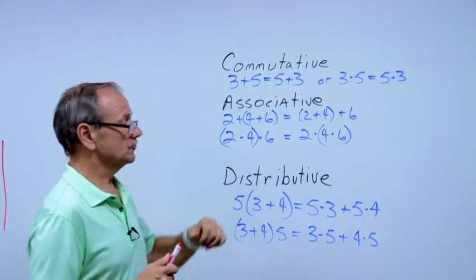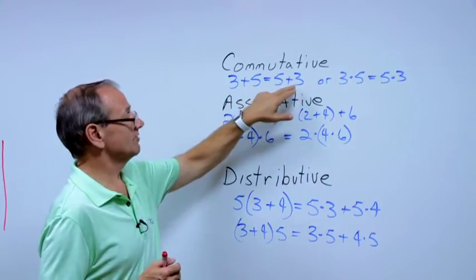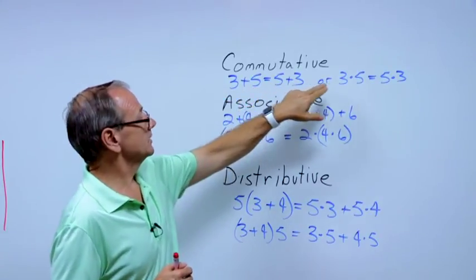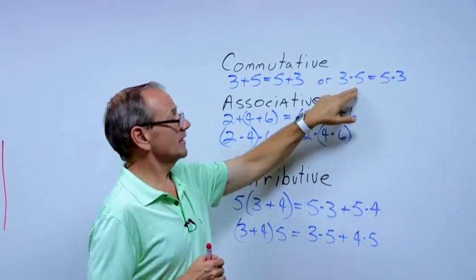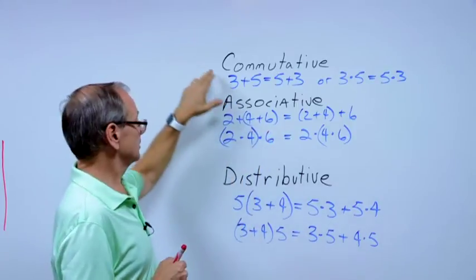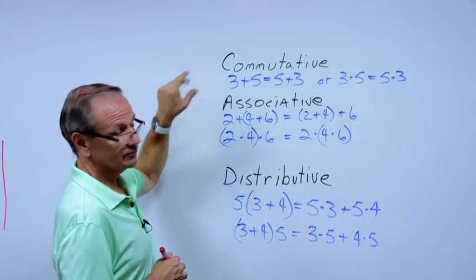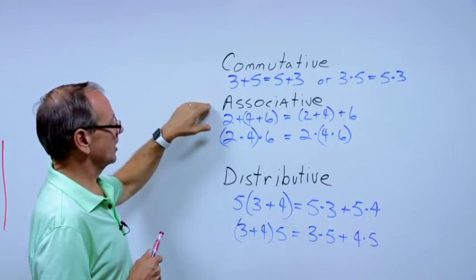So for example, if I said 3 plus 5, 3 plus 5 equals 5 plus 3. And then 3 times 5 is equal to 5 times 3. 3 times 5 is 15, 5 times 3 is 15. The name of that property is the commutative property. Okay? Now we get to the associative property.